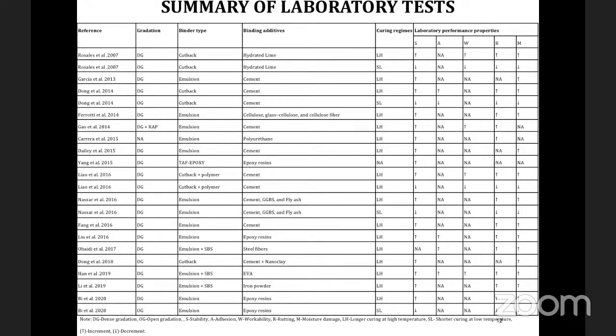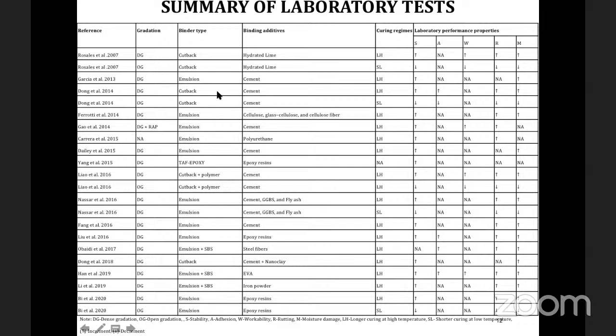Let us take an example of gradation. If it is a dense gradation, what happens to the stability? We can see from the table, if it is a dense graded mix, the stability or adhesion, workability, rutting, and moisture performance increase. If we consider the second line, OG means open graded, we can see that there is a decrement in the stability, workability, rutting, moisture, etc.